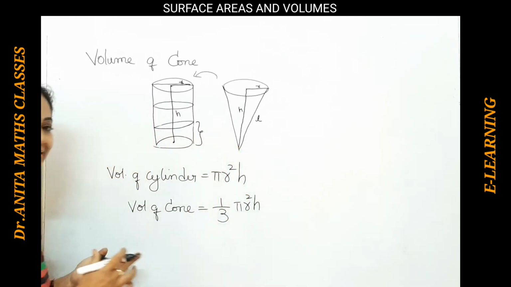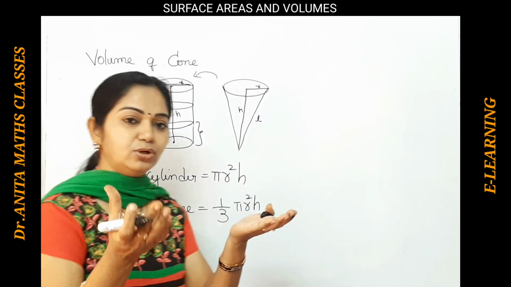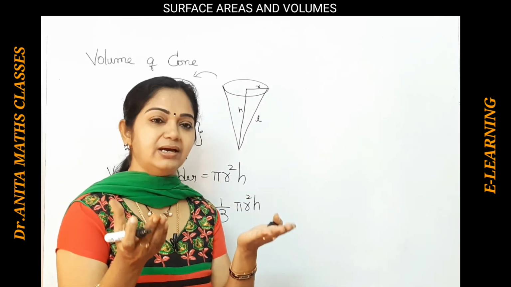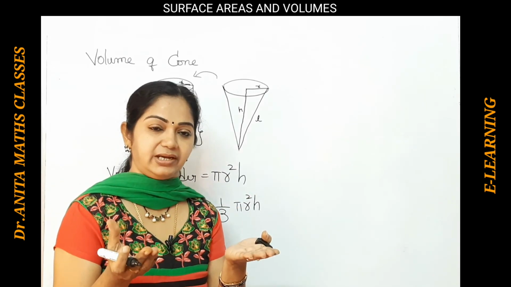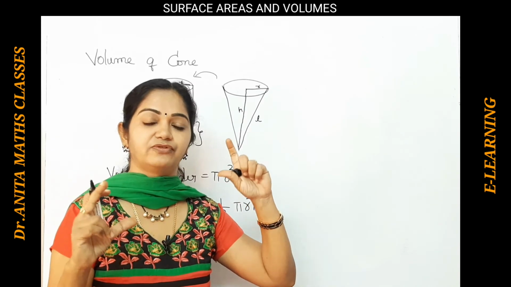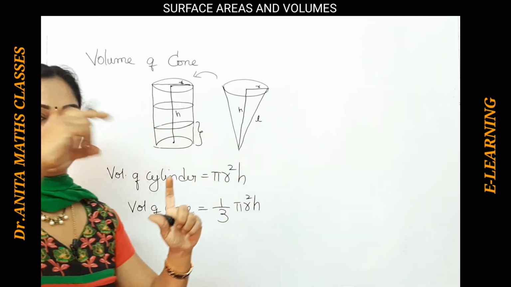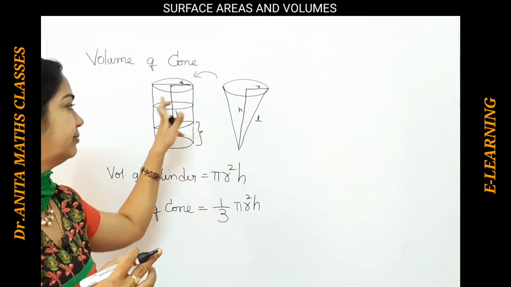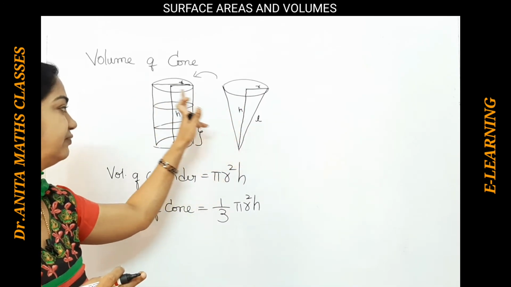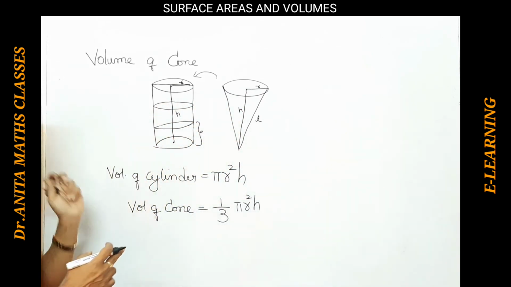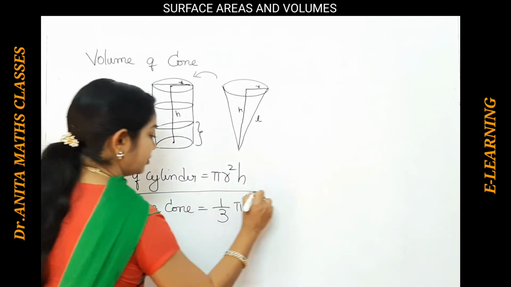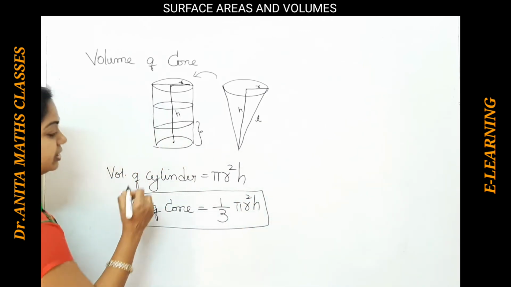You can do it practically also. Take two figures, a cylinder as well as a cone, of similar height and similar radii, and try to fill them. You can practically see that the cylinder will be filled after 3 times. Okay, so the volume of the cone is 1/3 the volume of the cylinder.